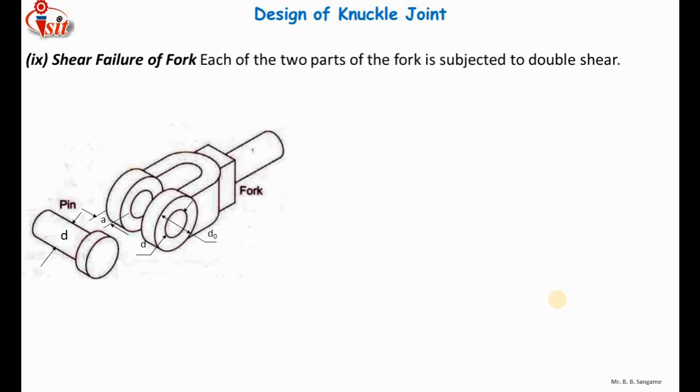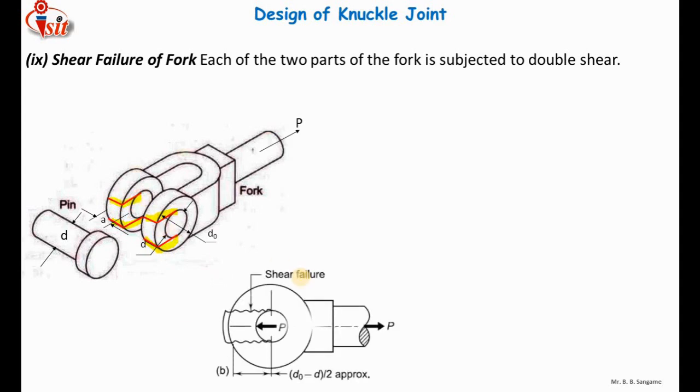Similarly, shear failure of the fork. Here I have shown that after the application of force there is a possibility of failure of the fork in shear. Here you can see that I'm going to highlight the portion. This portion of the fork can get torn off, so we need to calculate the area for this portion. Here I have calculated the approximate area. The thickness of the fork is a. For the double fork it will be 2a, and the radius will be do by 2 minus d by 2.